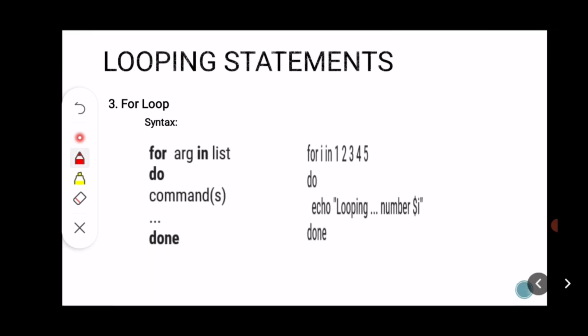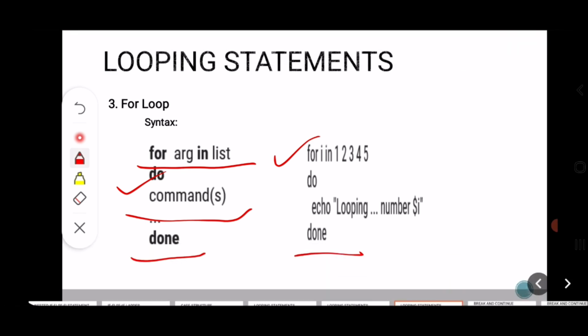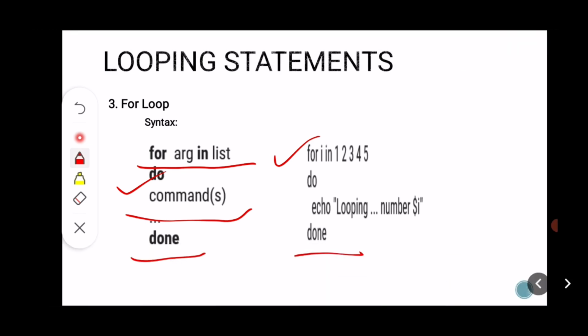The next one is the for loop. So for argument in list, do these commands and then done. So for example, for I in 1, 2, 3, 4, 5, do echo looping number I and then done. So in all looping statements we have to write do, done and then the particular looping statement.